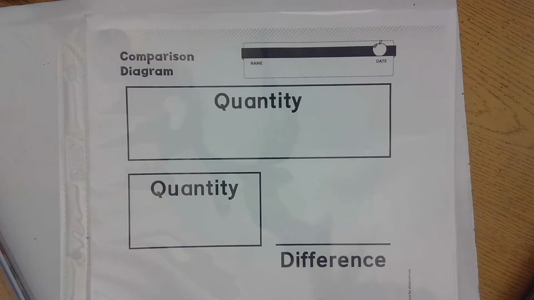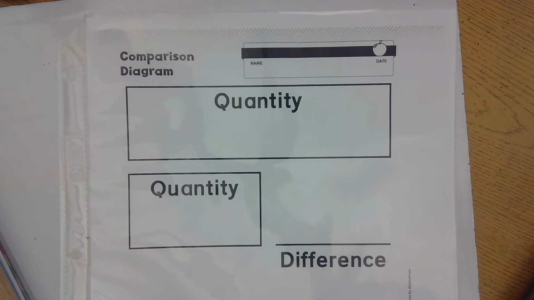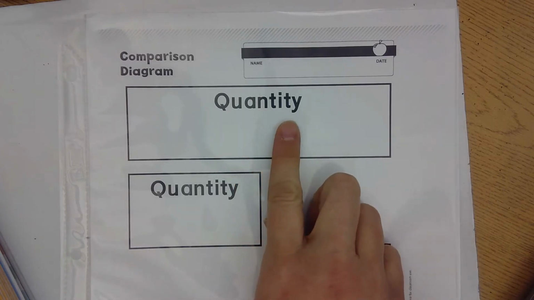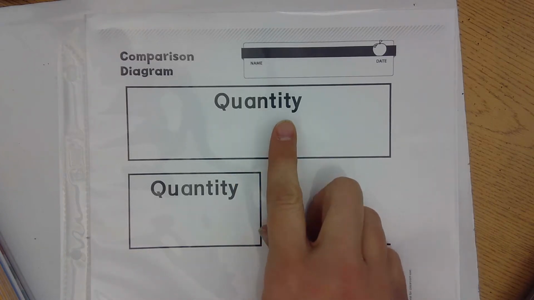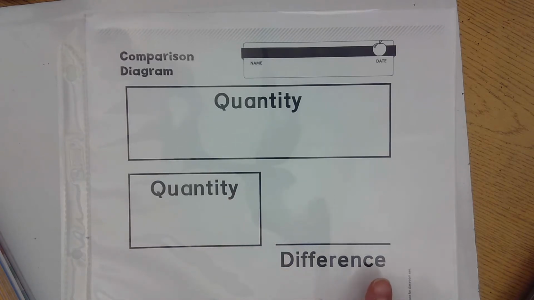What we're looking at here is called a comparison diagram. And with the comparison diagram, you're going to see a couple of different words. The first word that we're going to see is the word quantity. It also says quantity here in the smaller box. And the last word in this comparison diagram is the word difference. So comparison number stories involve the differences between two quantities.